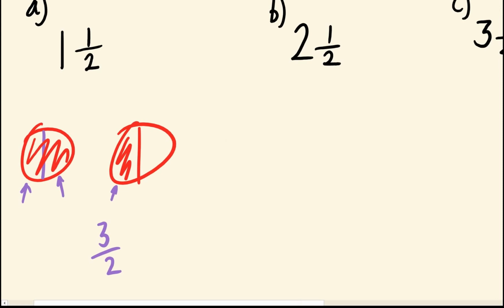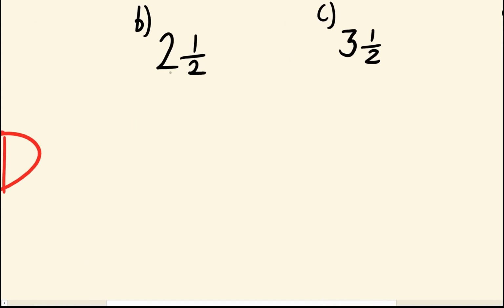Okay, on to part B. Pretty much the same question. I've got 2 and a half. So rather than drawing shapes, let's try and think through what it's going to be. If I've got 2 wholes, I want to see how many halves I can make up from 2 wholes. We know for each 1 whole I have, I can get 2 halves. So if I've got 2 wholes, I can make 4 halves here. So I've got 4 halves here and 1 half here. And that gives me 5 halves altogether, or 5 over 2.